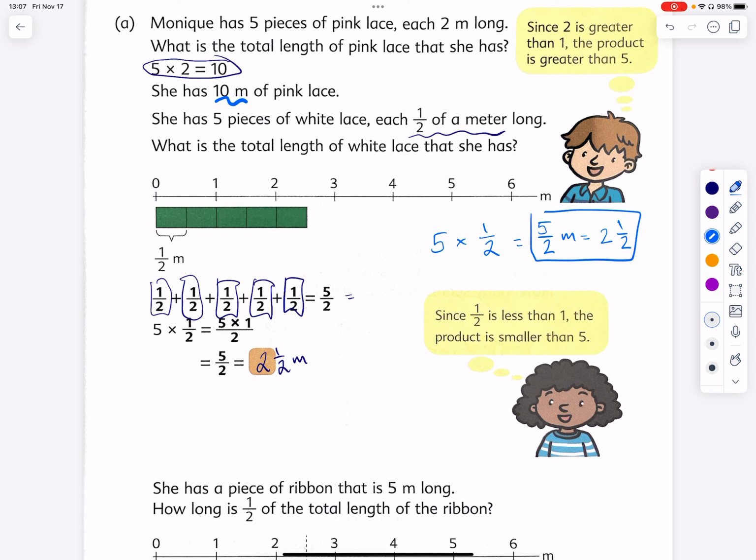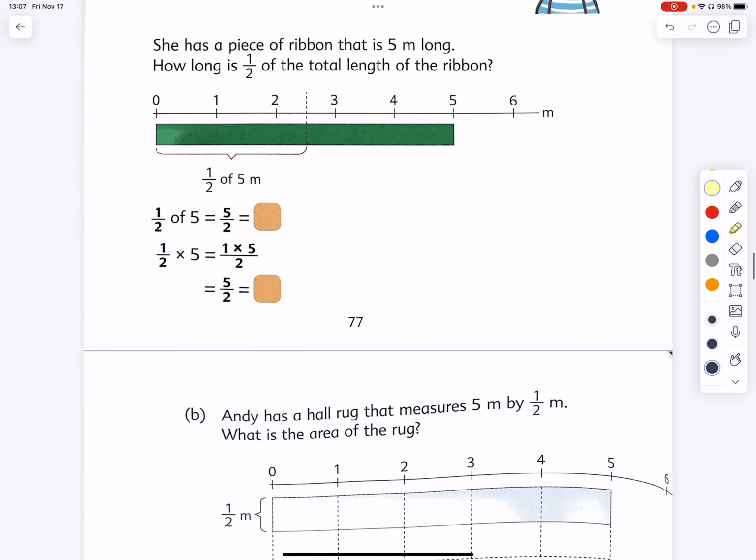So here we go, my friends. Today we're going to practice how to translate word problems and solve them with the use of multiplication when we do have some fractional pieces. We have one more way, a different word problem, a different context, even though mathematically it works out to be the same. Monique has a piece of ribbon that is 5 meters long.